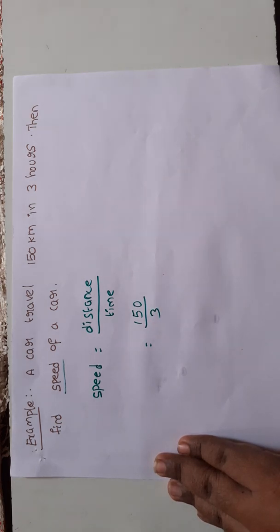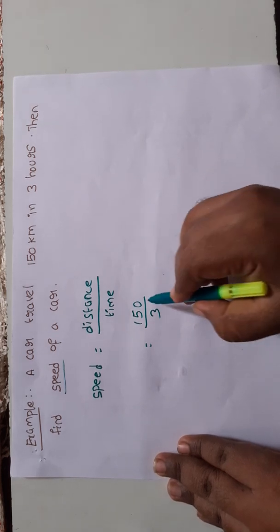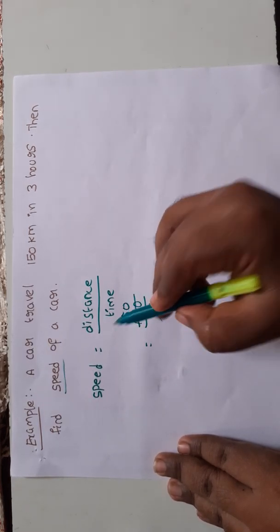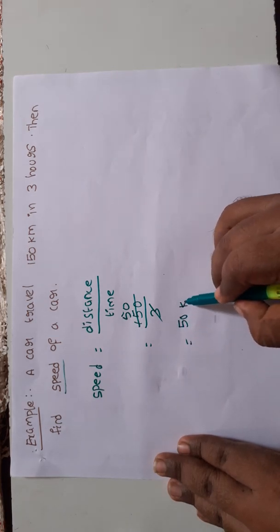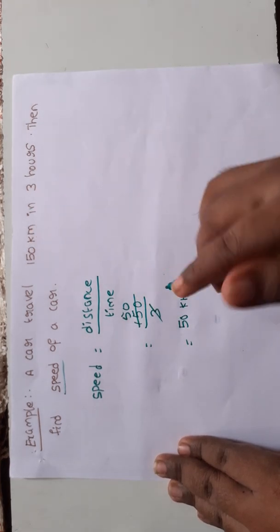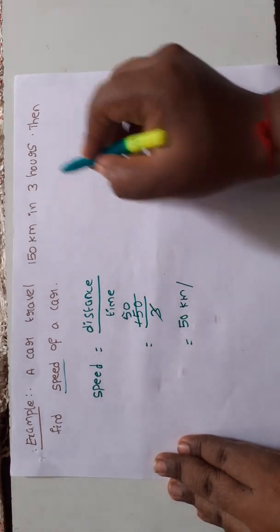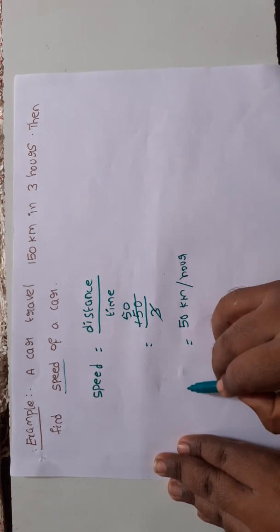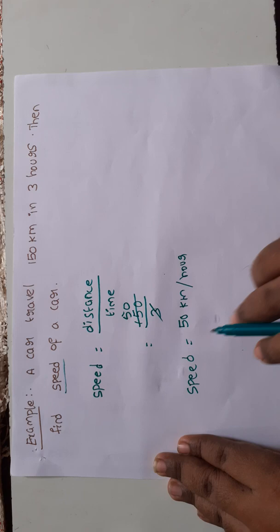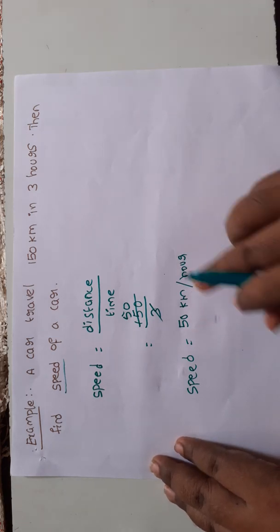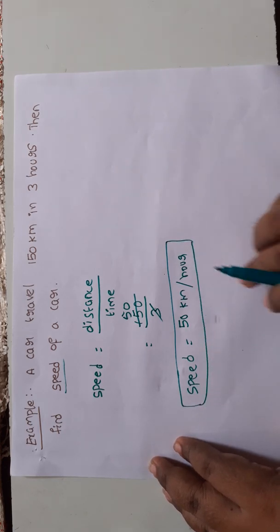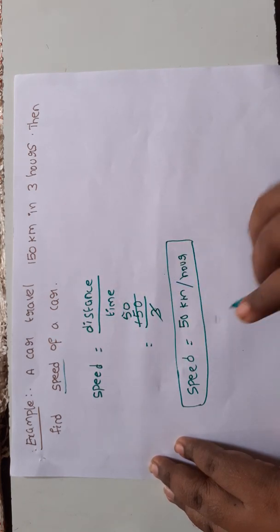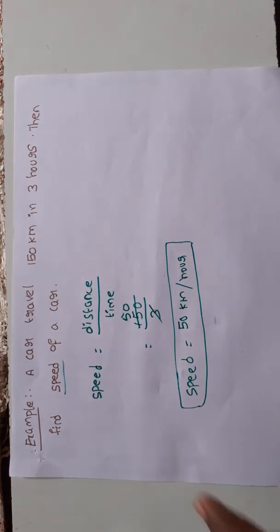How many times does it cancel? 3 5s are 15, and 0. So the speed of the car is 50. The unit of 150 is kilometer, the unit of time is hour. So the speed of the car is 50 kilometers per hour. What is the meaning of this value? In 1 hour the car travels 50 kilometers, that is the speed of the car. Are you clear?